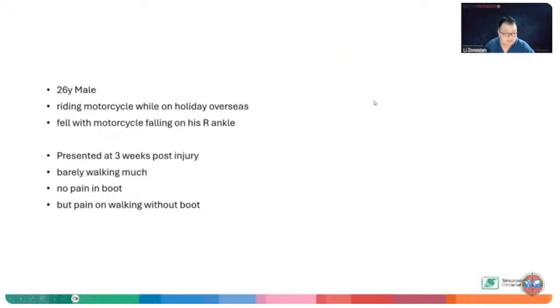All right, so the first case, we'll start with this 26-year-old male riding a motorcycle while holidaying overseas, and he had a small accident with the bike falling over his ankle. He presented to the foot and ankle clinic about 3 weeks post-injury, barely walking much. He had some pain while walking barefooted, but was quite comfortable otherwise in a walking boot.